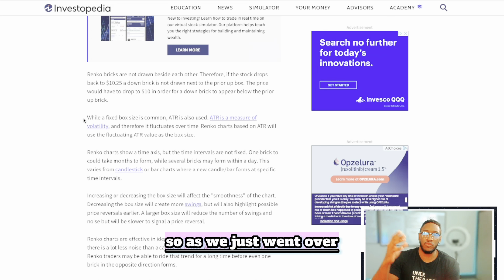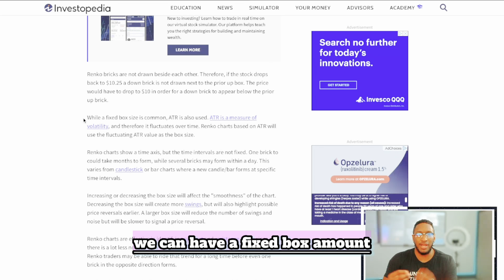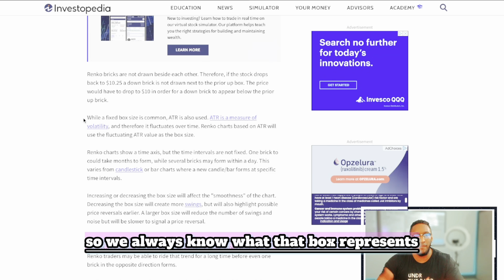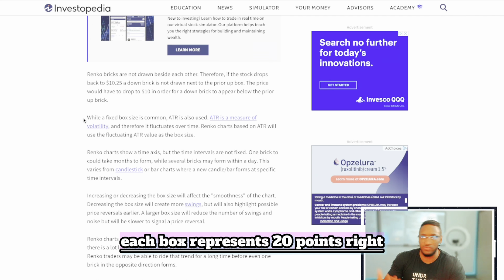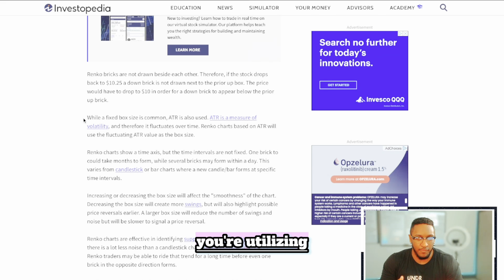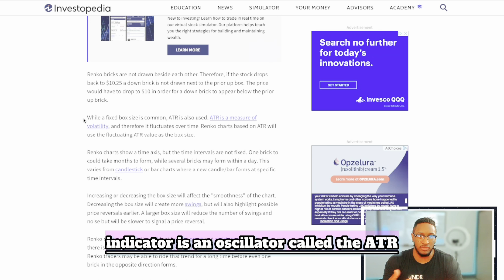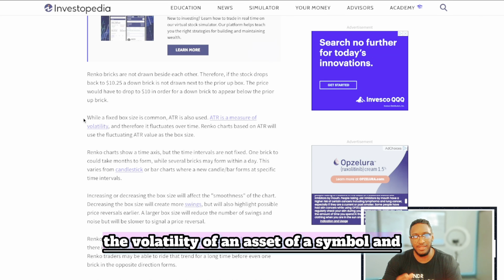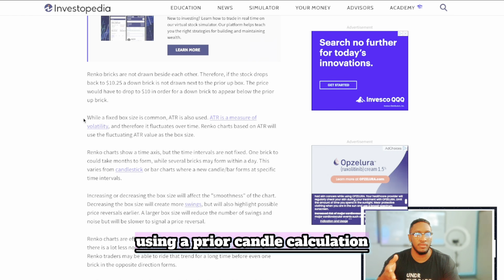So as we just went over, we can have a fixed box amount, dollar, pip amount, point amount, each to measure our price movement. So we always know what that box represents. Each box represents 20 points, right? When you're using the ATR, you're utilizing an indicator, an oscillator called the ATR, the average true range, that is measuring the volatility of an asset, of a symbol, using a prior candle calculation.